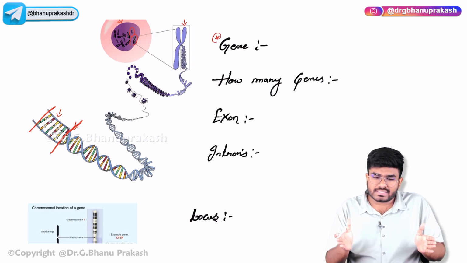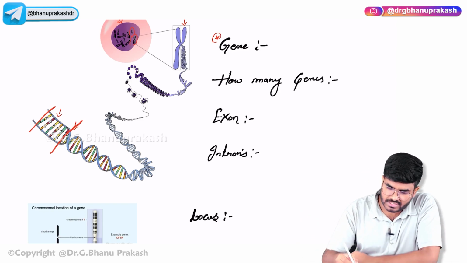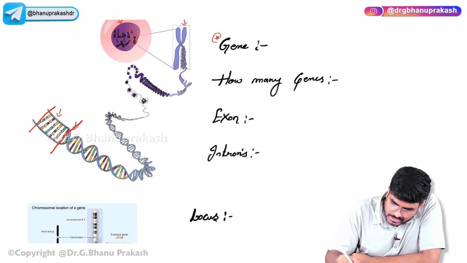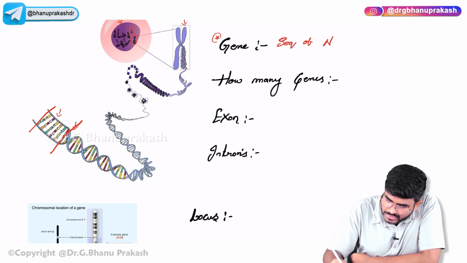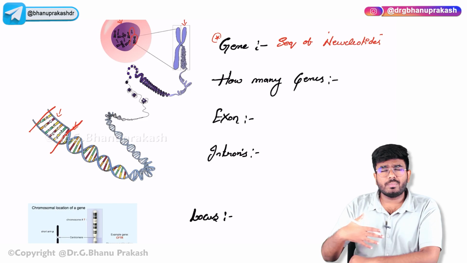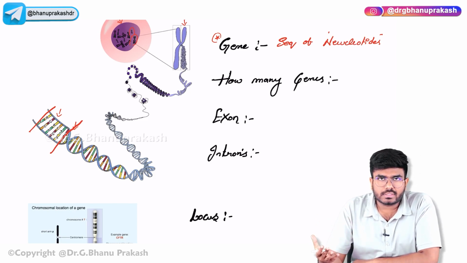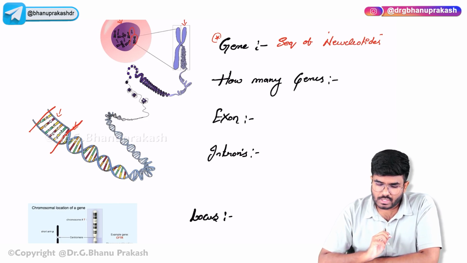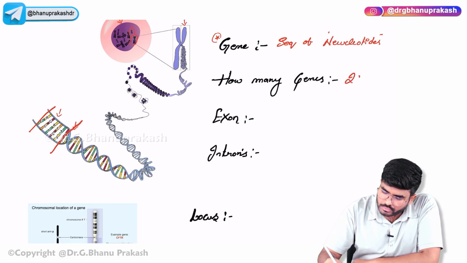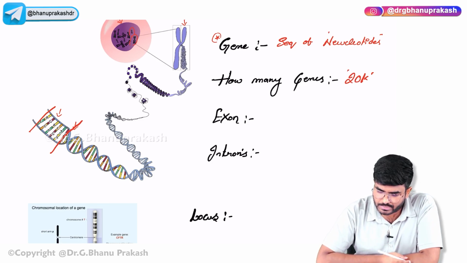So what exactly is a gene? It is a sequence of nucleotides which results in some protein formation or some certain character, okay? So how many genes do we have? We almost have 20,000 genes. We humans have 20,000 genes, okay?